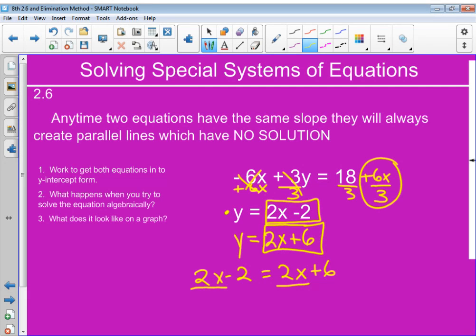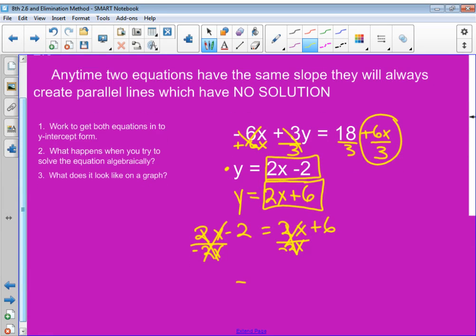Now, normally you would say, okay, get your x's to the other side. It would be minus 2x on both sides. They cancel each other out. So anytime you see the exact same slope, they have to both be positive or both be negative, and the numbers in front of the x have to be the same. That means they're going to cancel each other out. So now I can focus on just these two numbers. Negative 2 equal to 6. Is negative 2 equal to 6? No. Then that's when we would say, back in chapter 1, this was a no solution.